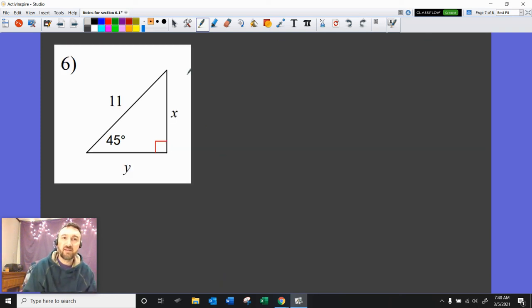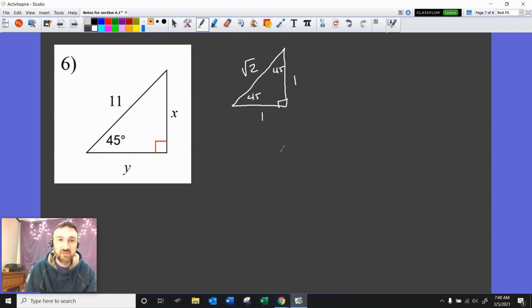All right, let's take a look at number 6. And for this particular problem, we've got a hypotenuse of 11. So if I'm going to do the grow the triangle method here, or draw the triangles in different sizes, same shape, I've got my 45-degree triangle where I'm going to make the legs both 1 and the hypotenuse is the square root of 2. I want to compare those hypotenuses. And those two lengths, one is a whole number and one is irrational.